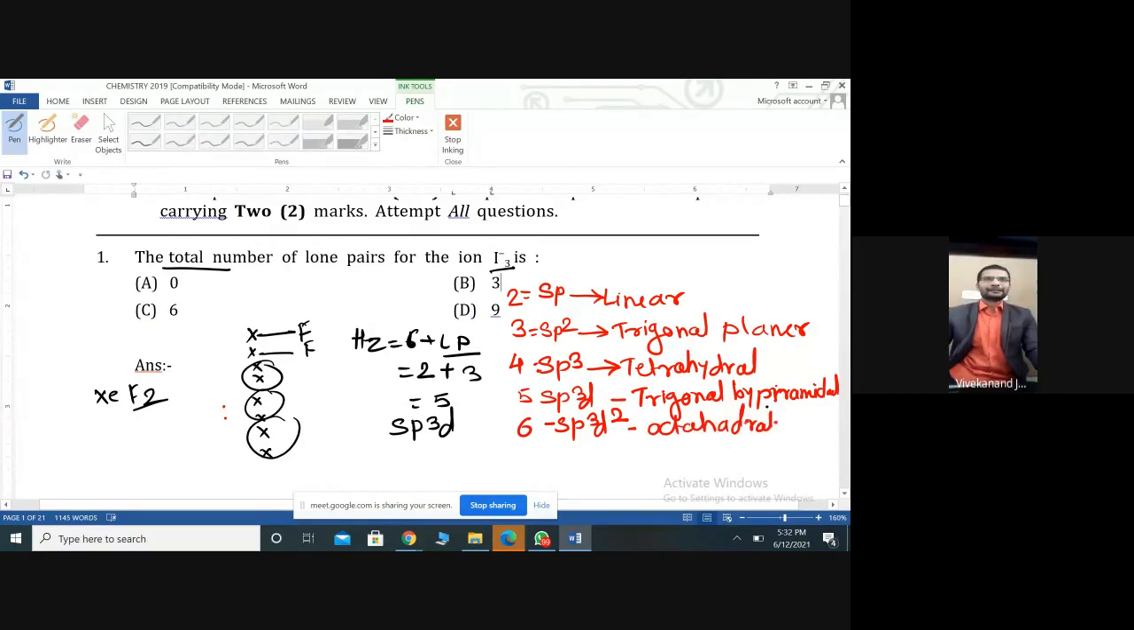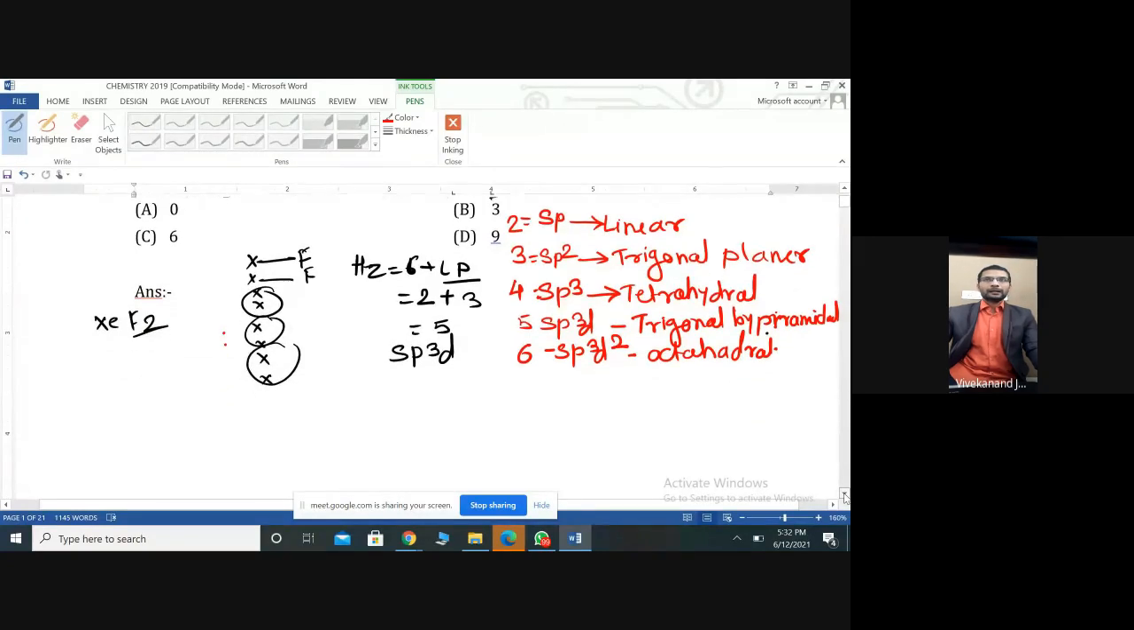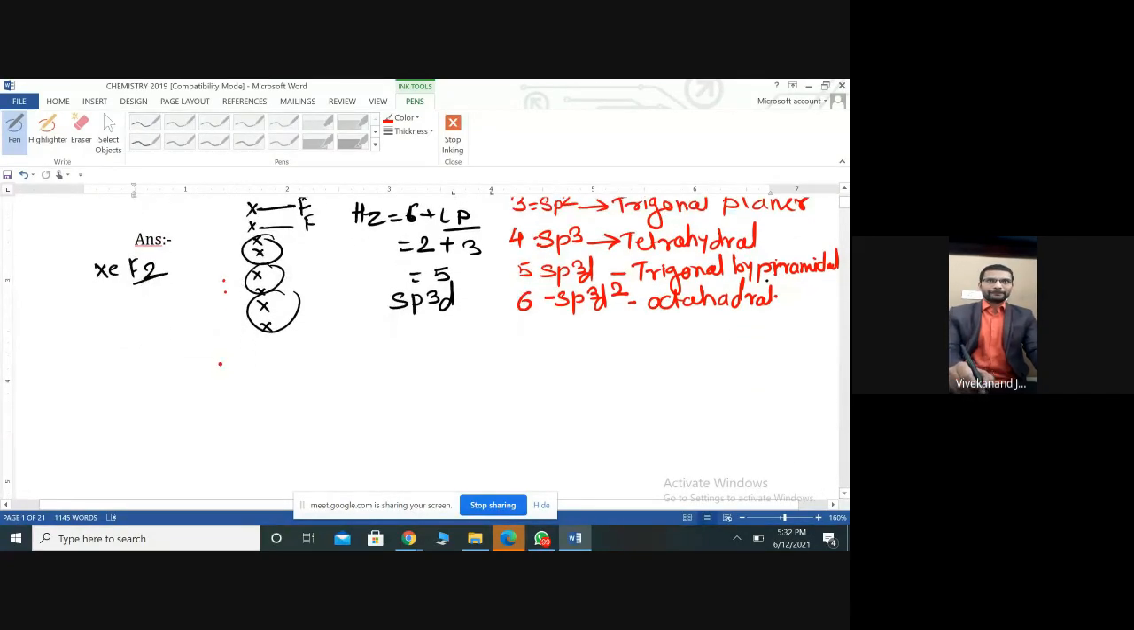Guys, I'll ask one question. They asked this question in the GATE exam. If I have sp3 hybridization, our count is 4. Is it right? Your count is 4 for sp3 hybridization. Say yes. Now, how many lone pairs are present if we have sp3 hybridization? 0 lone pairs.